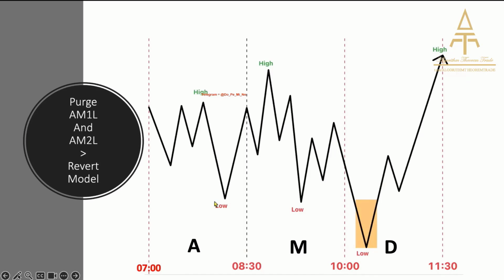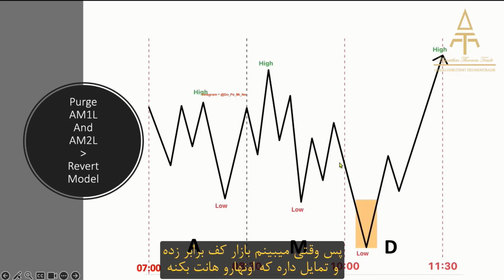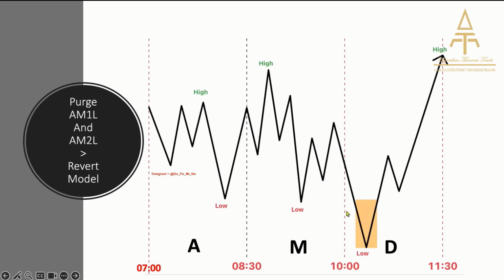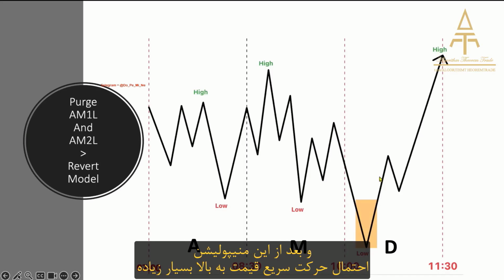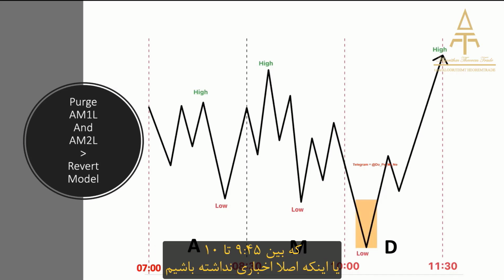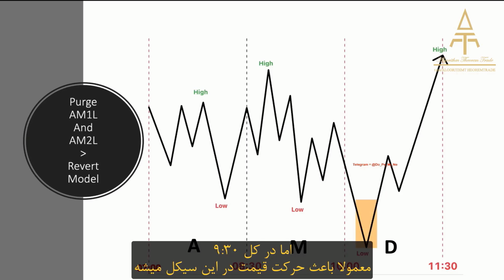So when we see these relatively equal lows get engineered and the market shows a willingness to manipulate below that, this is the sweetest purge that we can look for. And when we then see the displacement occur, it is likely to reprice higher very quickly. Again, this scenario occurs when there's high impact news around the end of the AM session, so around 9:45 to 10 AM, or when there's no high impact news at all and 9:30 is the main volatility driver for the AM session.